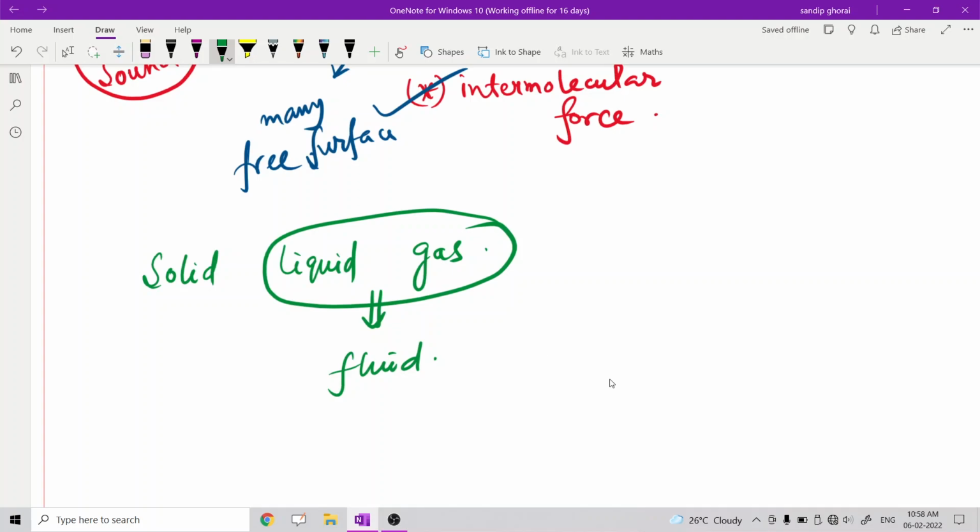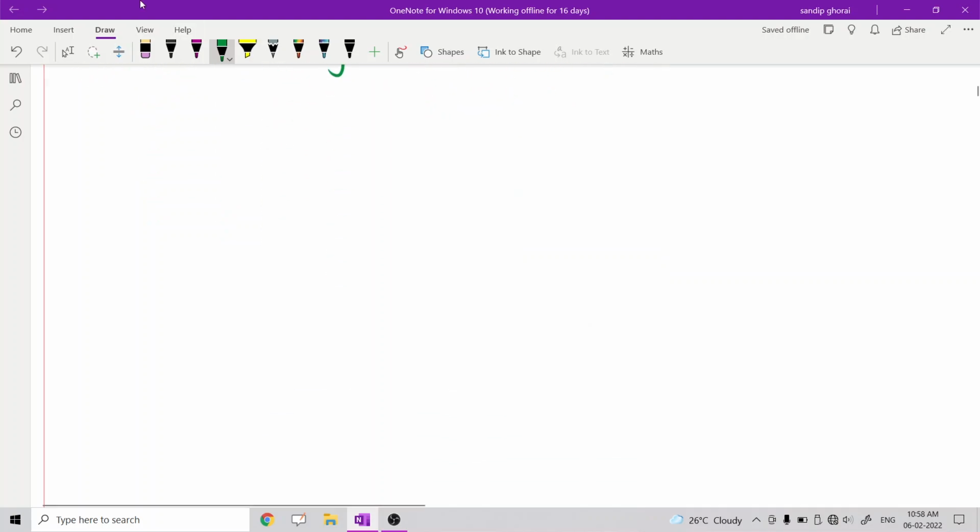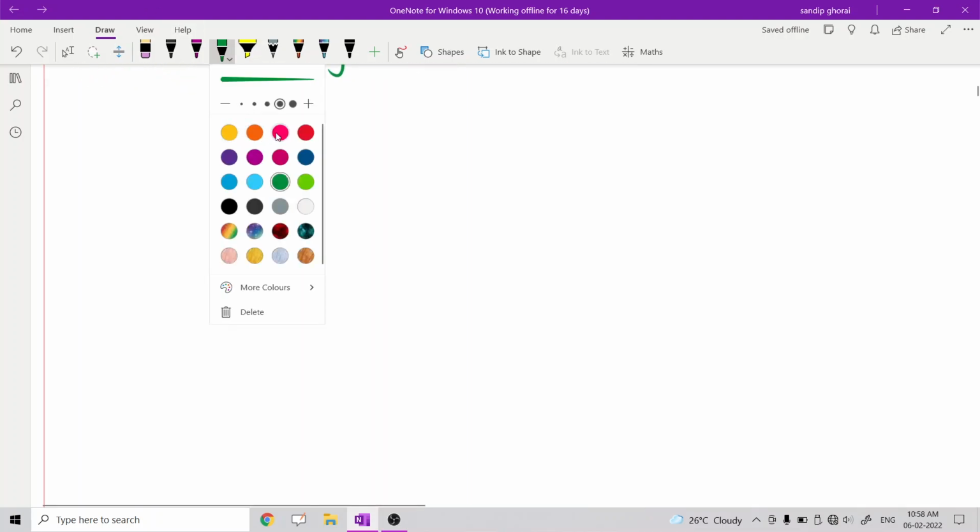Okay, so these are the basic differences, or you can say the comparison, between solid, liquid and gas also. This portion I already discussed in the previous class, so today we are just going to revise a little bit. Now we move to our next chapter, that is force and friction.